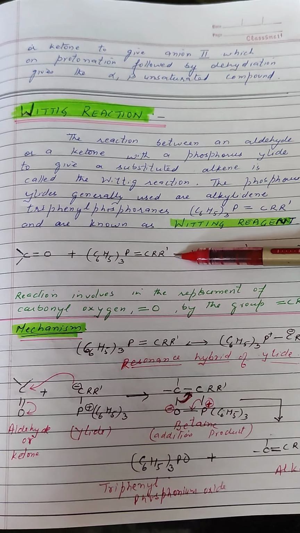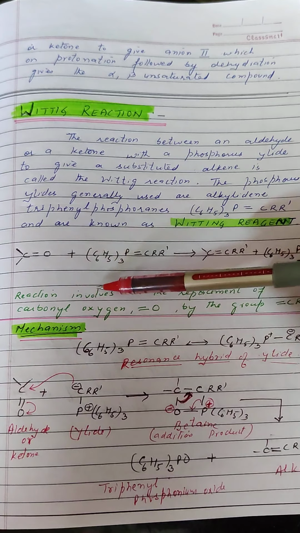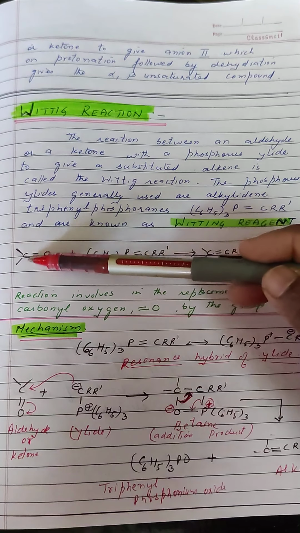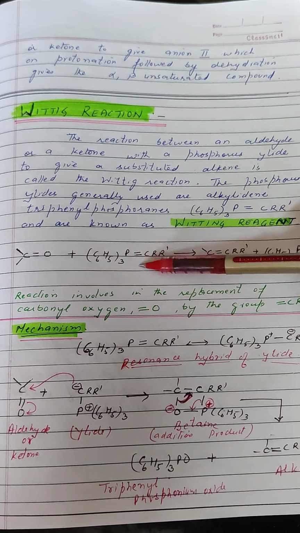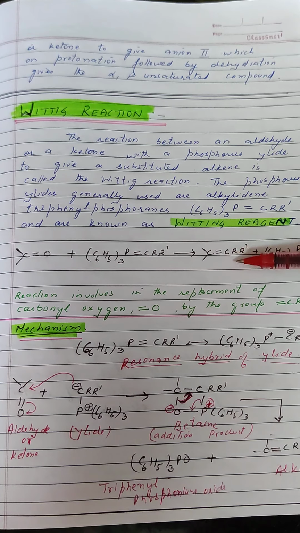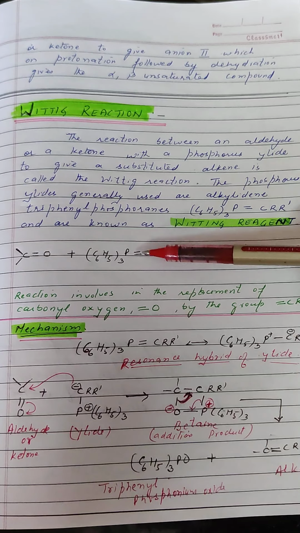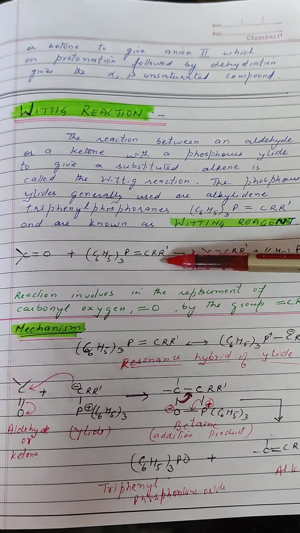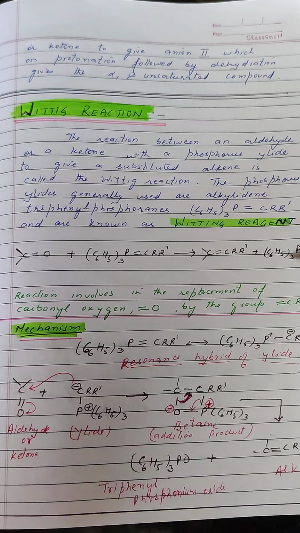They can be any of hydrogen, alkyl or aryl groups. Now see here, this reaction basically involves a replacement of double bond O with double bond C R R dash group. So here we had C double bond O. Now we end up with the formation of C double bond C R R dash. Here we had P double bond C R R dash, and we end up with the formation of P double bond O. So this is merely a reaction which involves a replacement of carbonyl oxygen, that is double bond O, by the group double bond C R R dash.